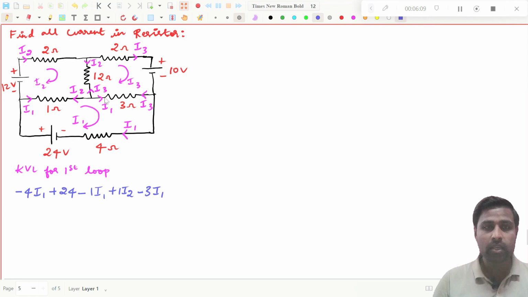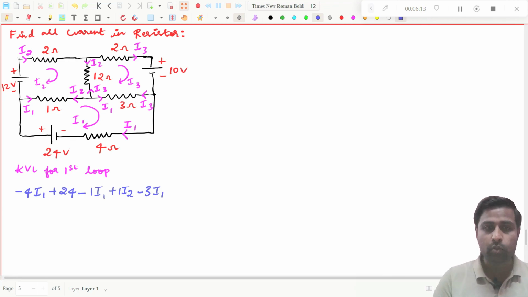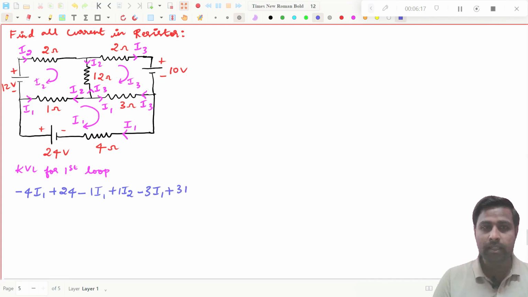Then you see you are going in this direction and I3 is coming opposite to you. If it is opposite to you, what you have to put? You have to put plus 3 into I3. Then that's all, right? There are no other elements. You have started here and you have ended here, so no other elements. So it becomes 0.